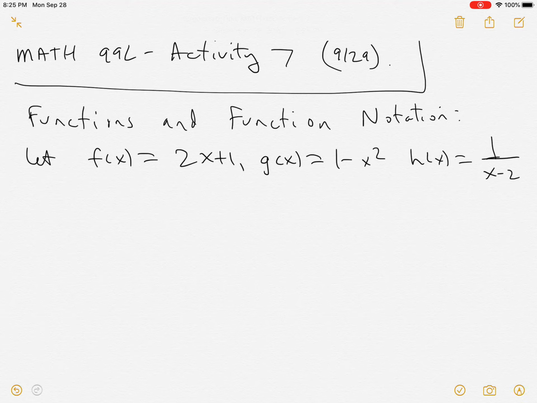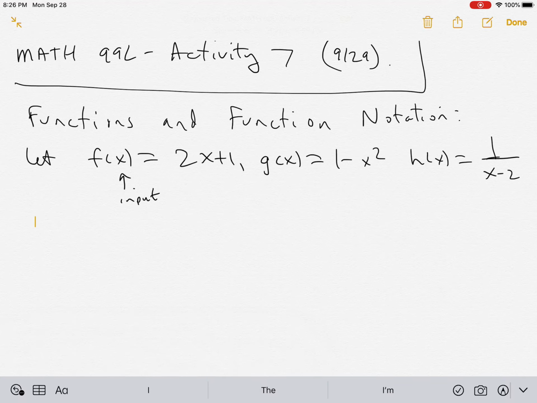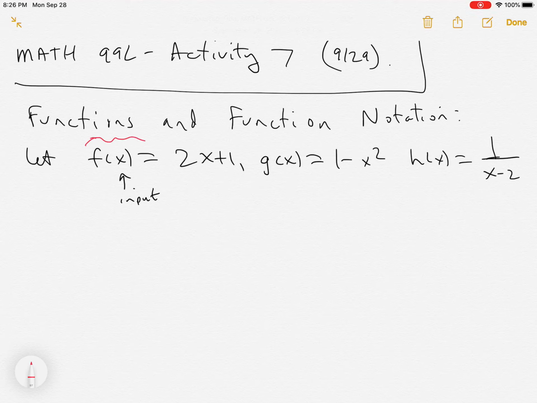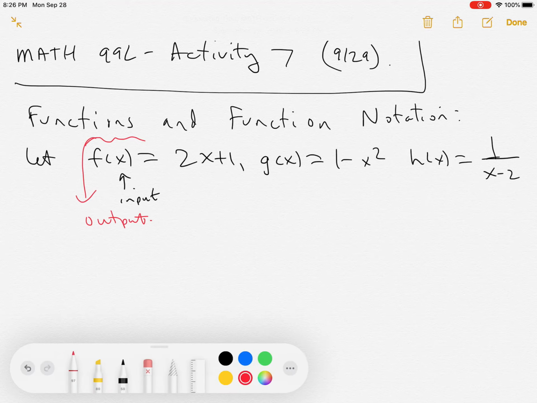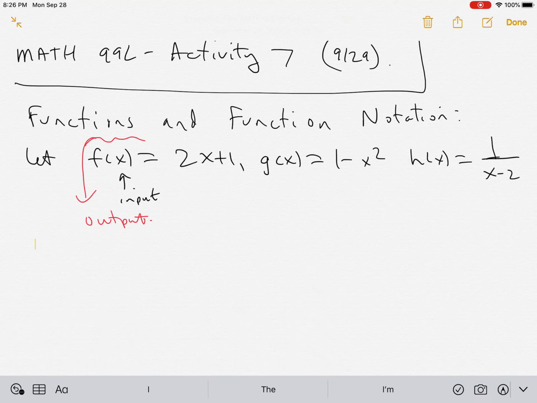Okay, so first of all, x is the input. And, going as fast as I can here, f of x is the output. And I don't know why that's so complicated, but it just doesn't seem to stick. So let's just do a little bit of fun here.